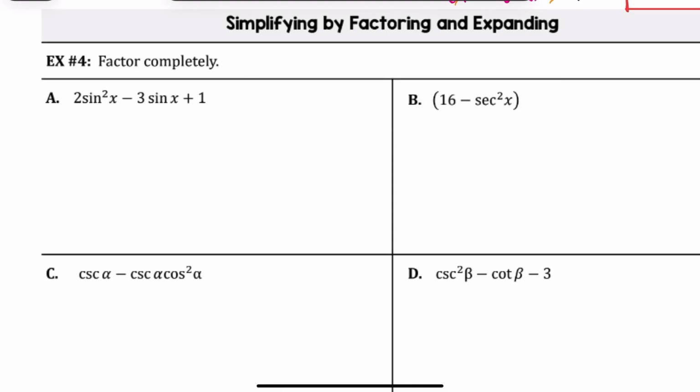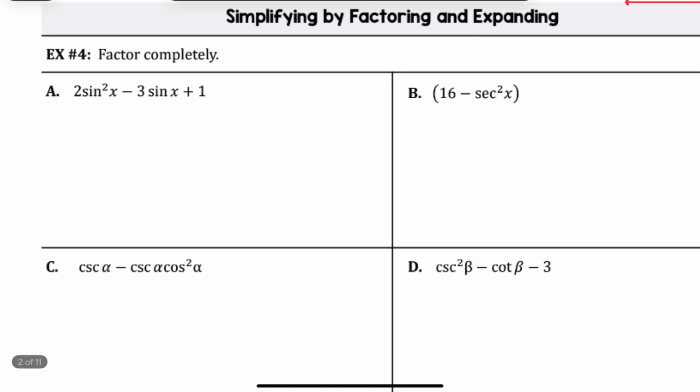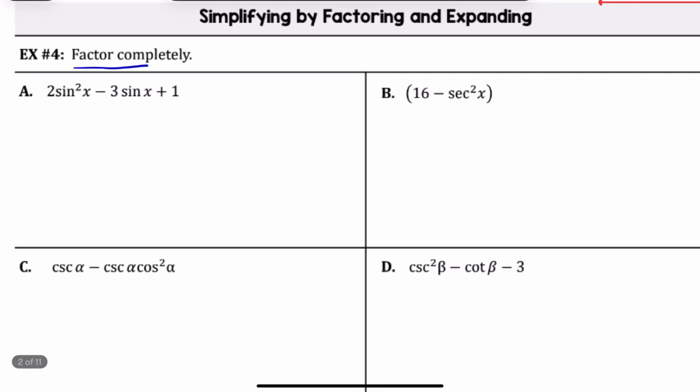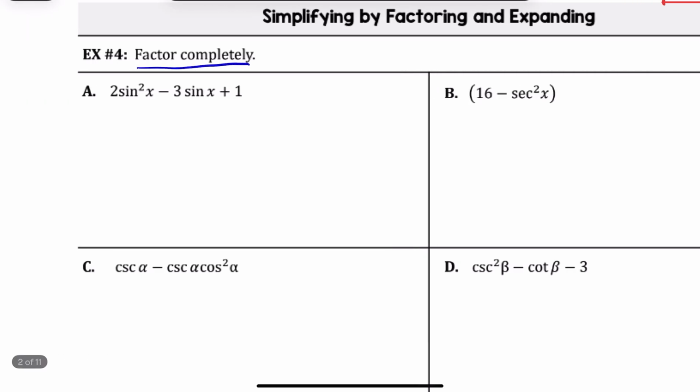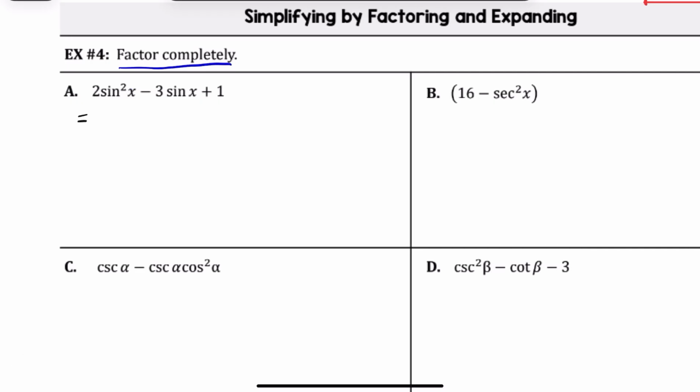All right, so now we're going to look at some examples involving simplifying by factoring and expanding. So we're going to look at simplifying by factoring. In example A, we have the expression 2 sine squared x minus 3 sine x plus 1, and we want to factor completely. Remember, anytime you see this sine squared x notation, that just means that we're squaring the entire trig function. This is sine of x all squared minus 3 sine of x plus 1.